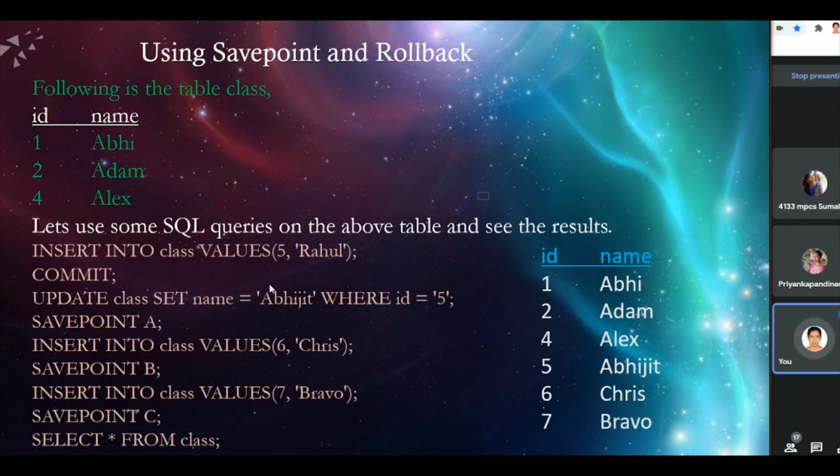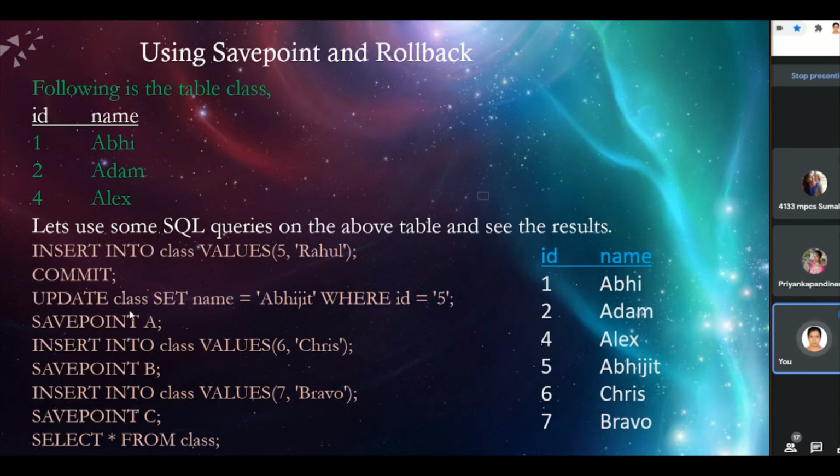Here I am performing some SQL queries. First, the insert: INSERT INTO class VALUES 5, Rahul, and making it a commit. So 5 is automatically committed into this table.